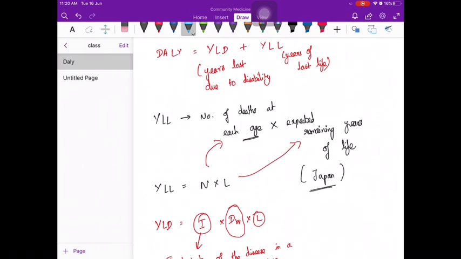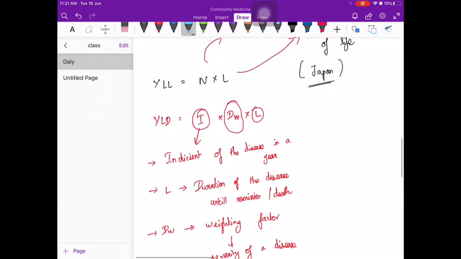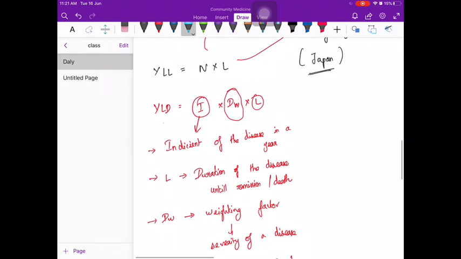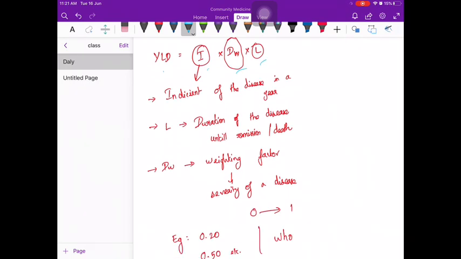To summarize, DALY is calculated by YLD plus YLL, where YLL is the number of deaths at each age multiplied by expected remaining years of life lost due to premature death, and YLD is the incidence of a disease multiplied by the weighting factor of that particular disease, and also the average duration of the disease until the remission or the death.